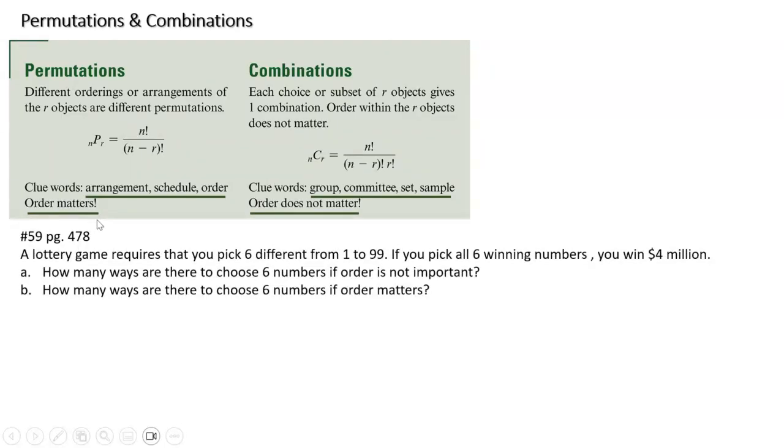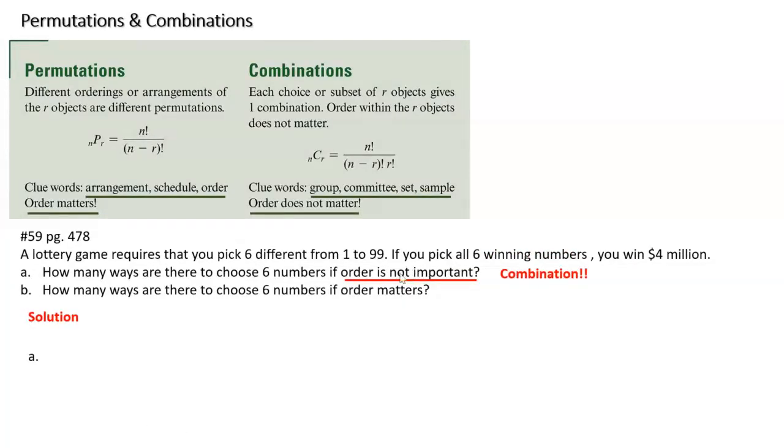Okay, now, number 59 on page 478. A lottery game requires that you pick 6 different numbers from 1 to 99. If you pick all 6 winning numbers, you win $4 million. How many ways are there to choose 6 numbers if the order is not important? So this, guys, the order is not important. It's going to be a combination.